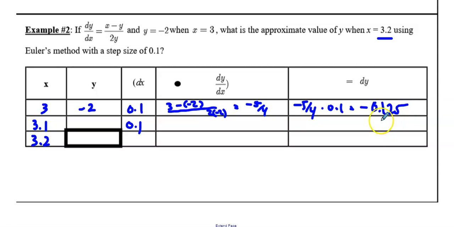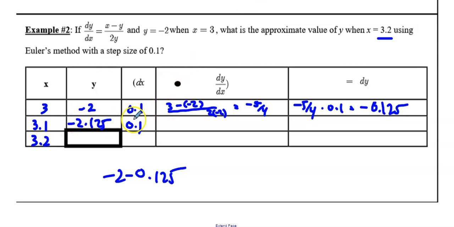-0.125. All right? And so we're going to take -2, and we're going to subtract, which is really we're adding, right? We're adding this number, but the number is negative, so we're going to subtract it, and we're going to get -2.125. And that's our new y value.